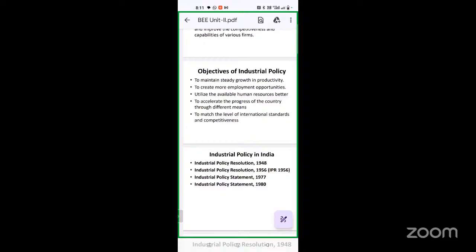The revolutions we see, definitely show the different progress of the country, and the level of international standard and competitiveness also increases. Got it? So in the next class we will talk about industrial policy changes, revolution, and what is the impact of these revolutions towards the economic development.